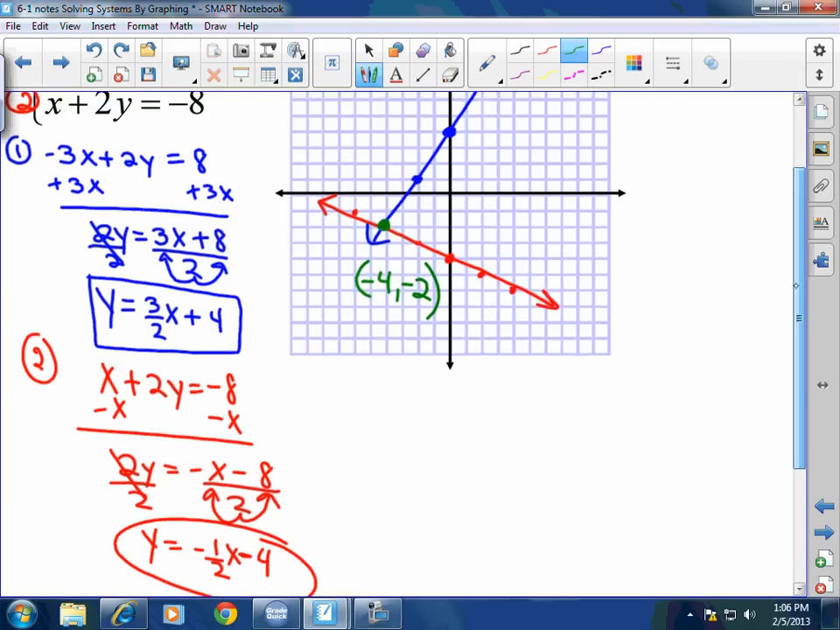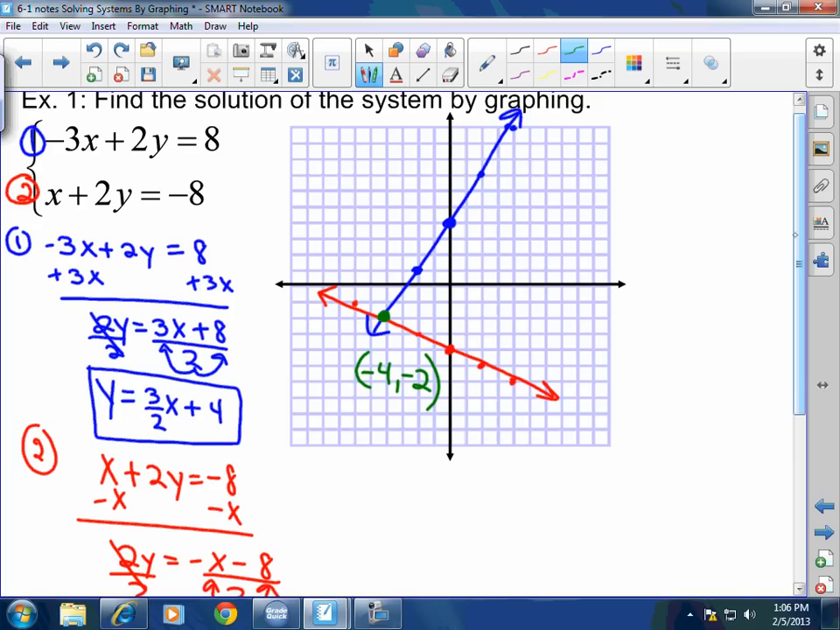And if I plug it into my original equations, I will make it right. I'm going to go a little bit advanced here. Not advanced, but we're not in 3rd grade anymore, so I'm going to do this in my head. Please remember that the value of x is negative 4 and the value of y is negative 2. So negative 3 times negative 4 is 12. And 2 times the negative 2 is negative 4. 12 minus 4 is 8, so it works. Second equation, x is negative 4. 2 times the negative 2 is negative 4. Negative 4 minus 4 is negative 8, so it works. And that is the solution.